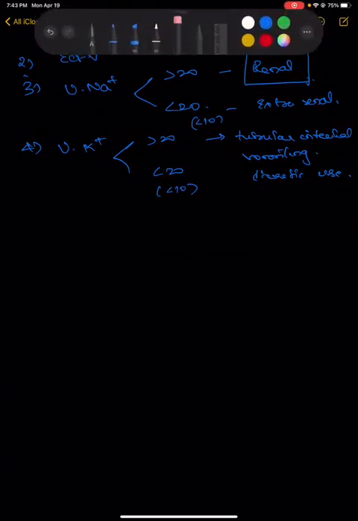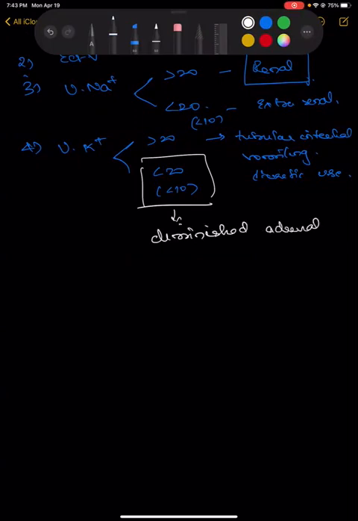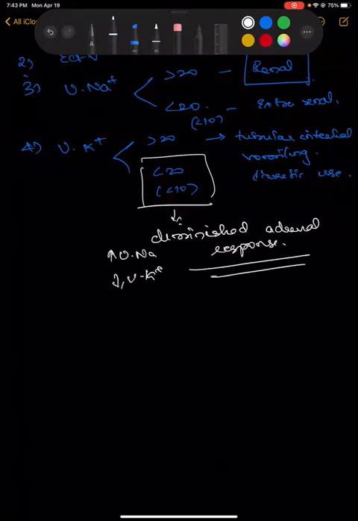And if it is less than 20, it is mostly because of diminished adrenal response. This could be because of anything. So whenever there is a raise in urine sodium and a drop in urine potassium, we have to think about a diminished adrenal response.